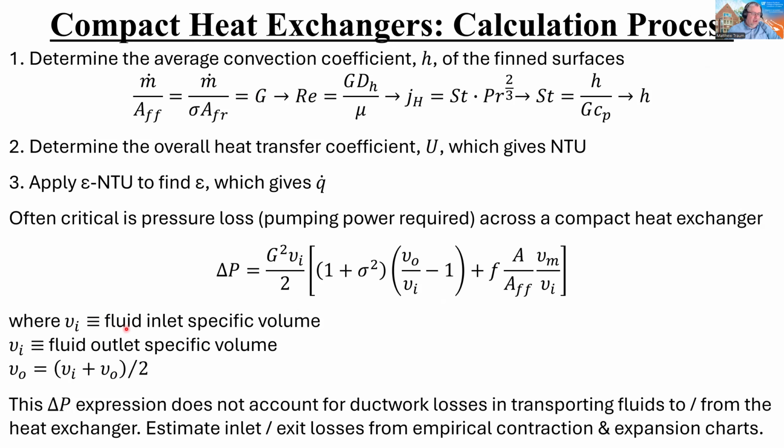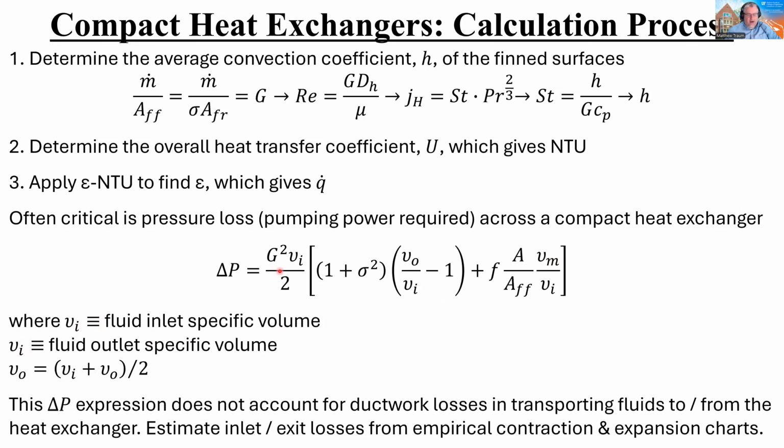So mu I is fluid inlet specific volume. Mu out is fluid outlet specific volume. And then this should read mu M, right? It's this one here, M for mean, not 0, but M. And that's the mean specific volume of the two fluids, which goes there to the equation, right?